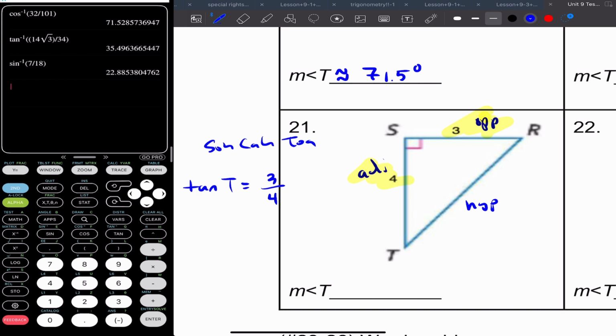3/4. Because I want to get T by itself, I have to use the inverse tangent. So tan inverse of 3/4 equals the measure of angle T. So second tan, 3 divided by 4, hit enter. So the measure of angle T is approximately 36.9 degrees.